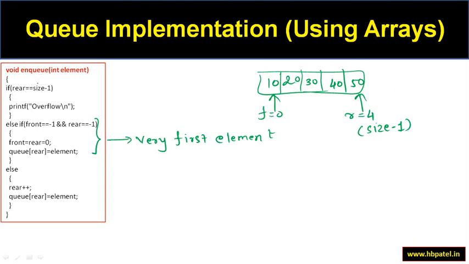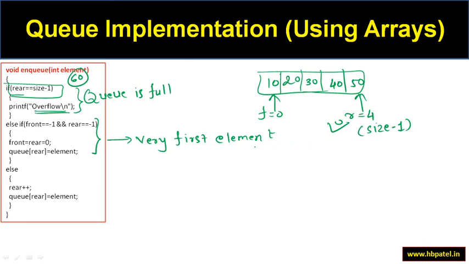Now in this situation, if we wish to insert, let's say 60, what will happen? It will check whether rear is equal to size -1. Yes, it is equal to size -1. So what will it print? It is not possible to insert any more elements. So it will print that it is overflow, or the queue is full. So this is the situation where the queue is full, so you cannot insert.